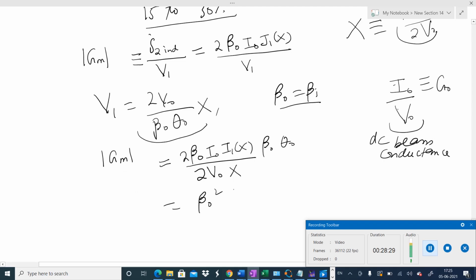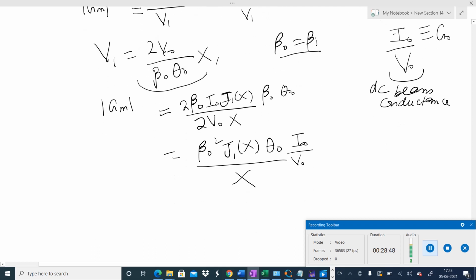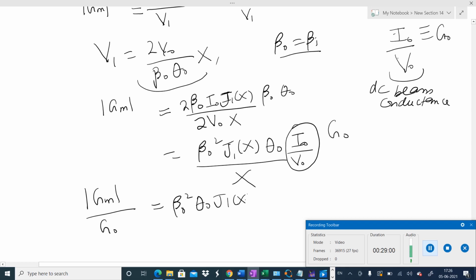So this is beta naught square, and this is J1 of x theta naught, and then I naught divided by V naught, and divided by x. So this I naught by V naught is G naught. So we can write the normalized transconductance as beta naught square theta naught J1 of x by x.